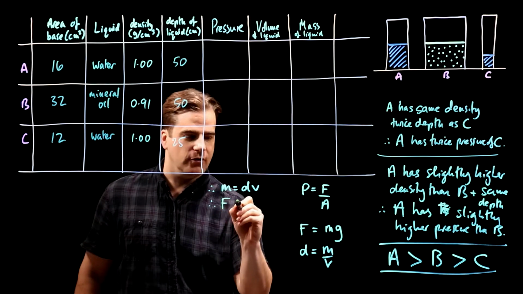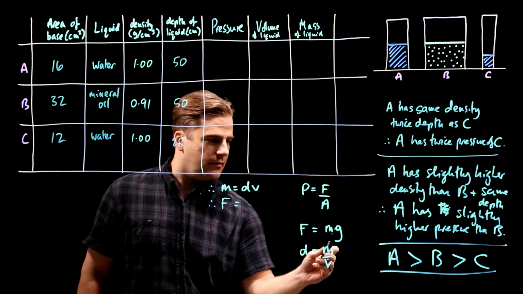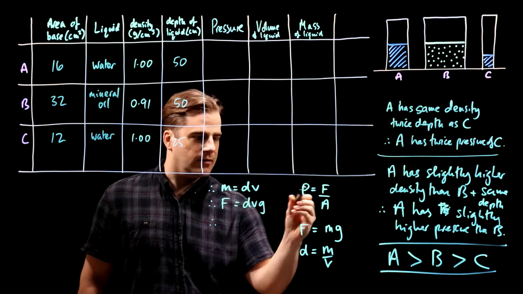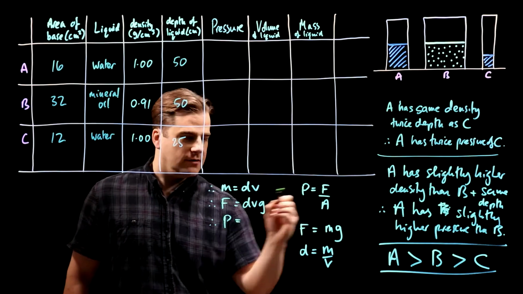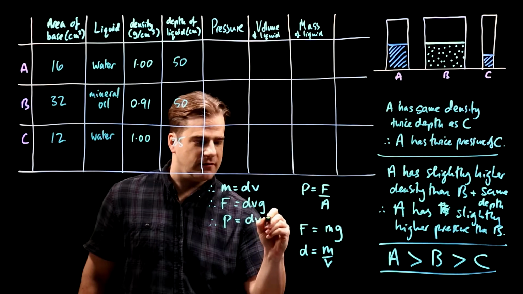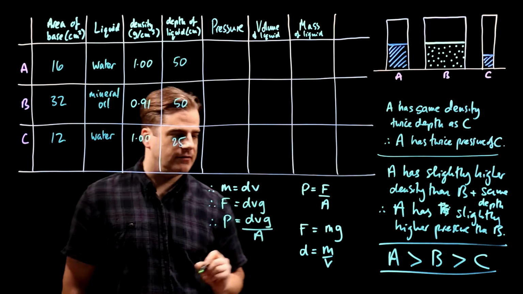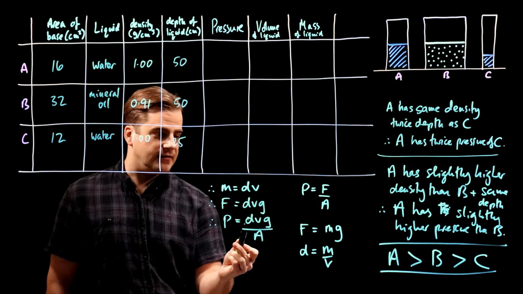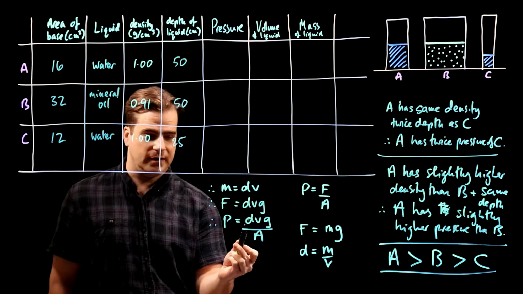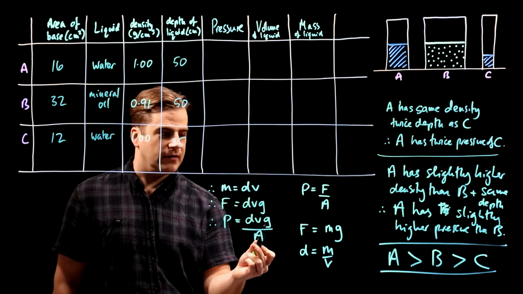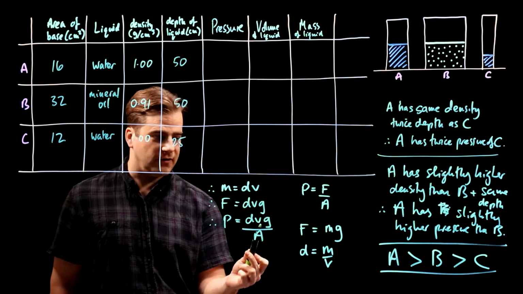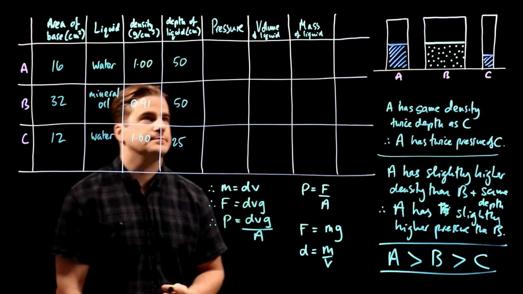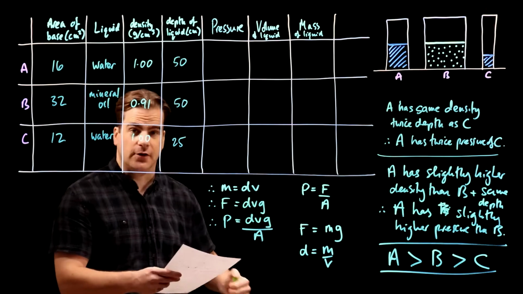Okay, so therefore the force is m times g, d times v times g. So therefore the pressure is dvg over A. So the pressure is the density of the liquid times the volume times gravitational field strength divided by the area. Right. So let's work out the volume.